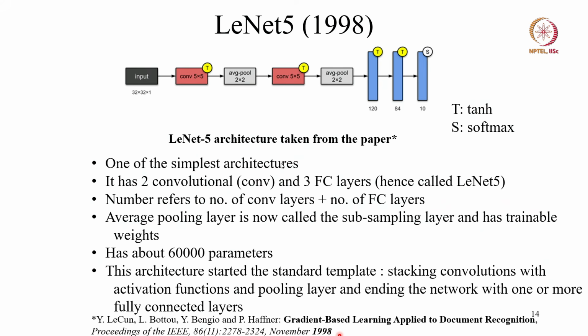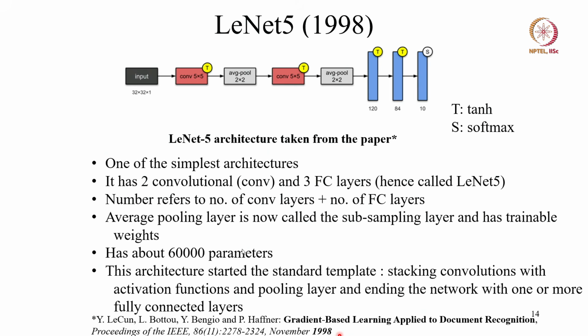One of the simplest architectures in CNN is what is called the LeNet 5. This is done by these people who are given over here, and they have given the name LeNet 5. The 5 actually tells you the number of layers that we have. It is the number of convolution layers plus the number of fully connected layers. Here we have 2 and here we have 3. So it gives a total of 5. That's why it is called LeNet 5.